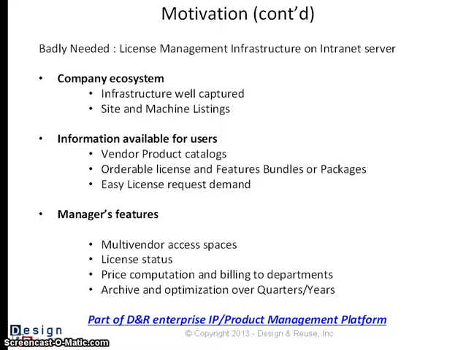Information for the users. The key item is the vendor products catalog. Orderable license: what part number can they order? And as I said earlier, often software features are bundled or packaged. So, easy license request.